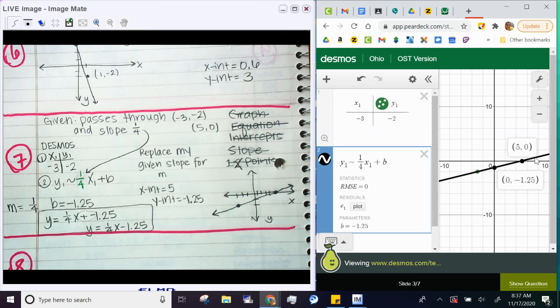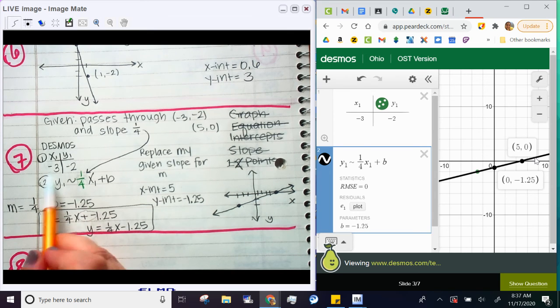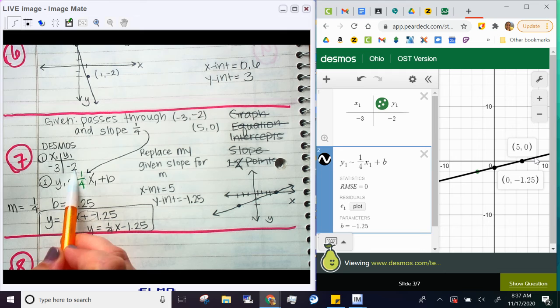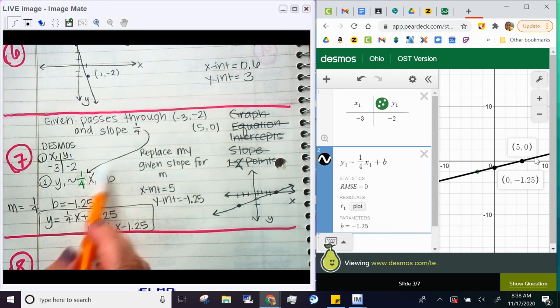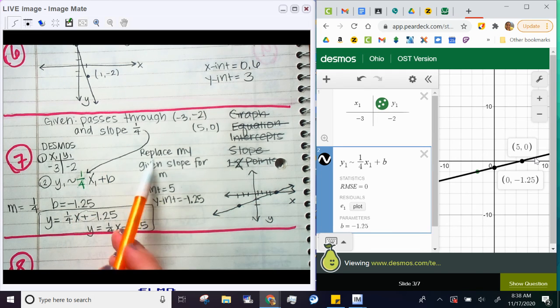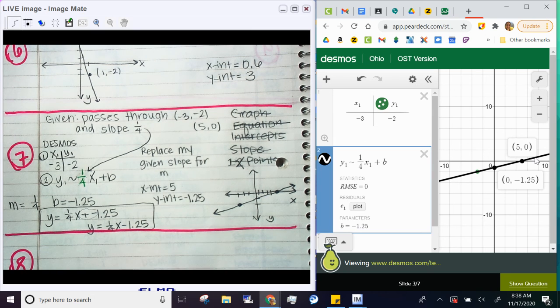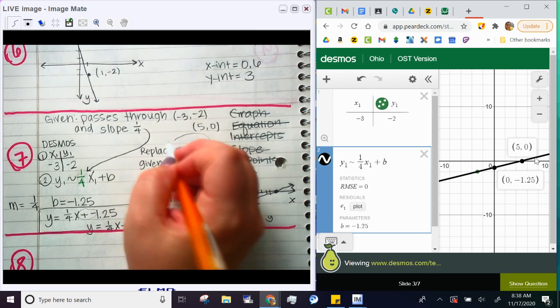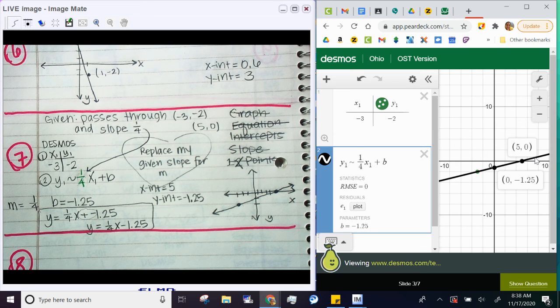Okay, so the tricky part about this one, because they only gave me 1 point, is that in the cheat code, I had to sub in my other piece of information. I replaced my given slope for m. So maybe I'll put a heart on this because that's the big new piece of information.